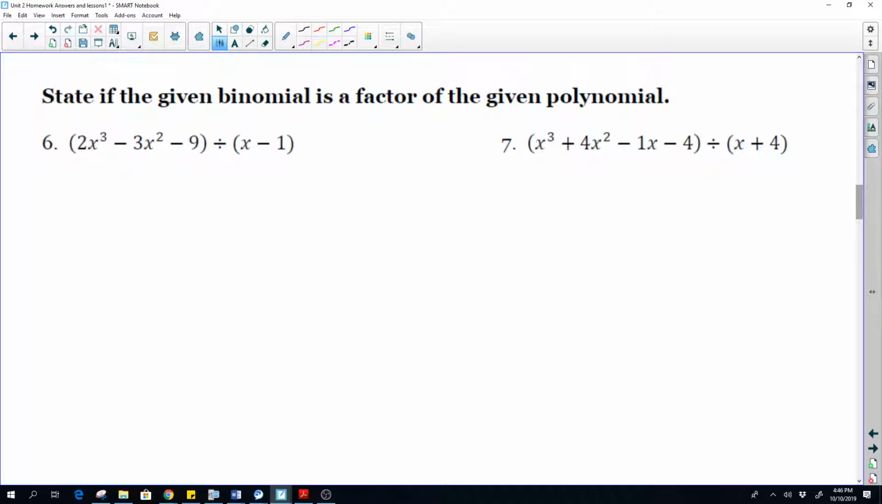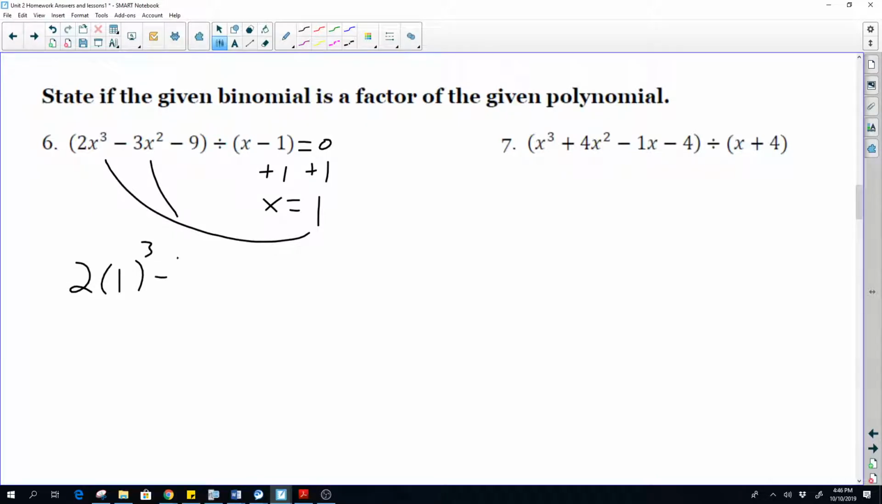What do you mean? Well, we just set it equal to 0. We add 1 to the other side, so x equals 1. Beautiful. And then we just plug it in wherever we see an x. So we go 2 times 1 to the third power minus 3 times 1 squared minus 9. So I'm going to use red just to distinguish that we plugged in a 1 here and here, right?